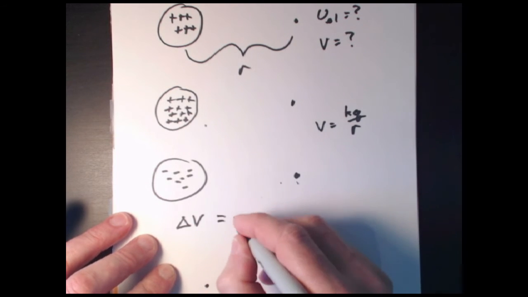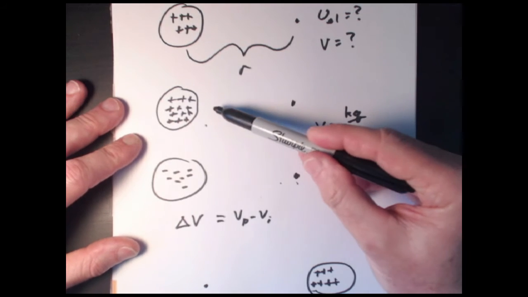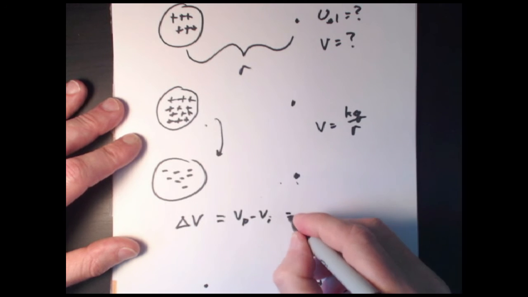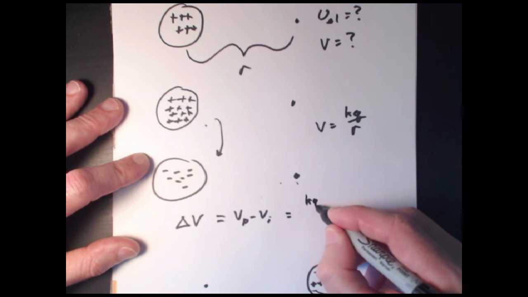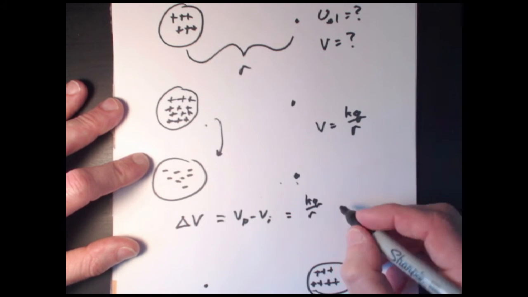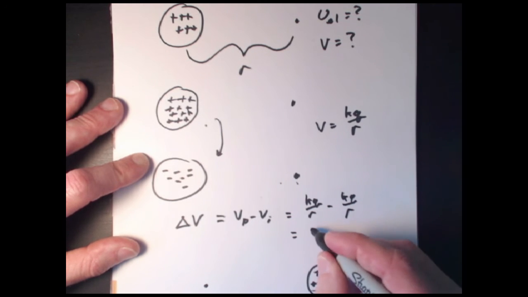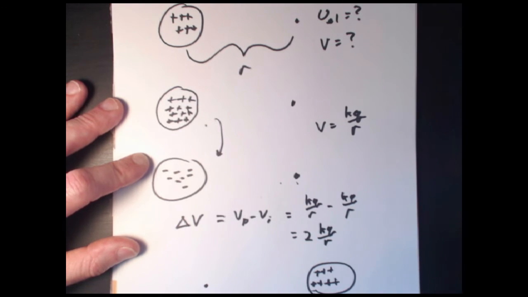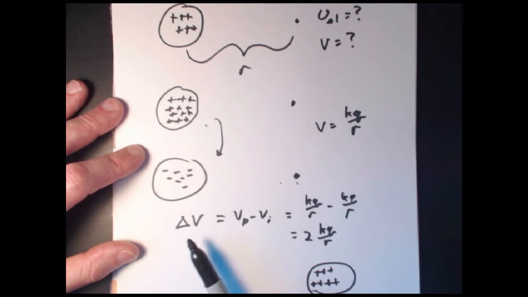So in this case, V final minus V initial, my change in anything is going to be final minus initial. So if I'm flowing from an area of high potential to low potential, my change in voltage is going to be kQ over r, where Q is positive, minus kQ over r, where Q is negative, and my magnitude is going to be twice kQ over r.